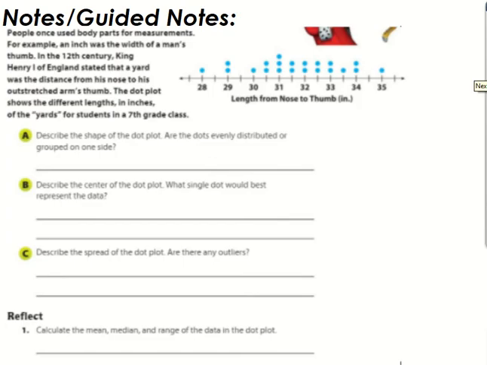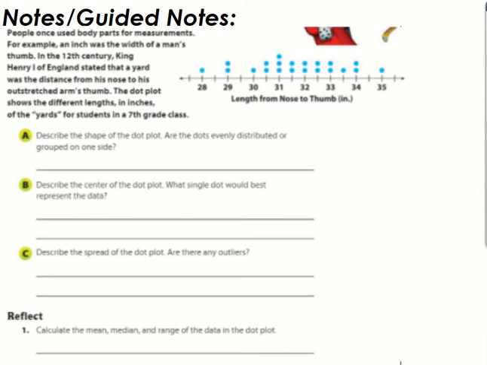All right, I know this is a little hard to read, so I'm going to read it. People once used body parts for measurements. For example, an inch was the width of a man's thumb. In the 12th century, King Henry I of England stated that a yard was the distance from his nose to his outstretched arm's thumb. So stretch out your arm and see, is that really a yard? The dot plot shows the different lengths in inches of the quote-unquote yards for students in a 7th grade class.